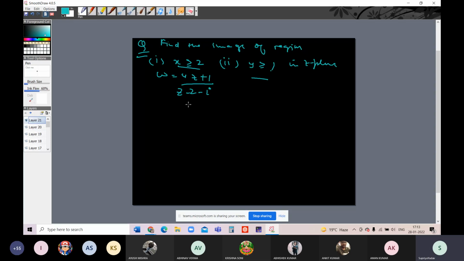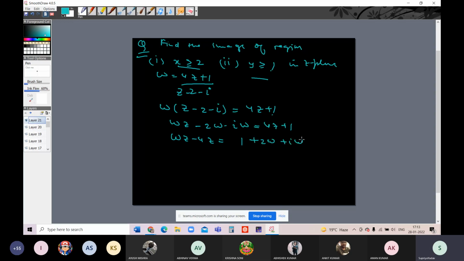Okay, so let's cross multiply. By cross multiplication we can write here 4z plus 1 equals wz minus 2w minus iw, so wz minus 4z is 1 plus 2w plus iw, and this z will be (1 plus 2w plus iw) upon (w minus 4).